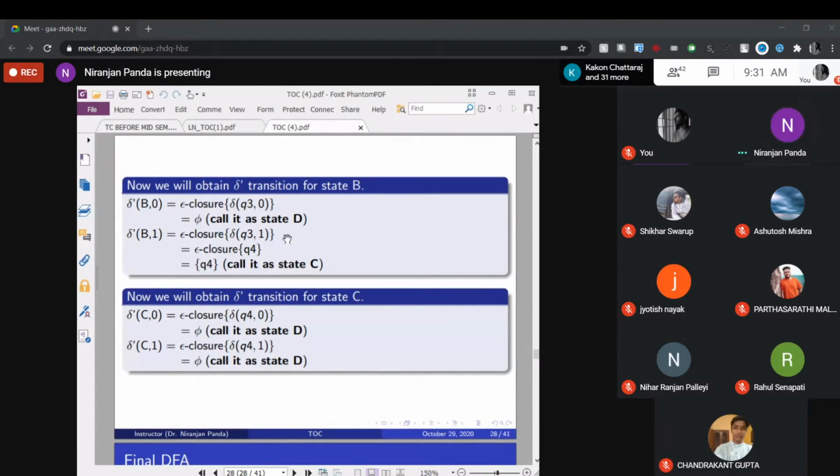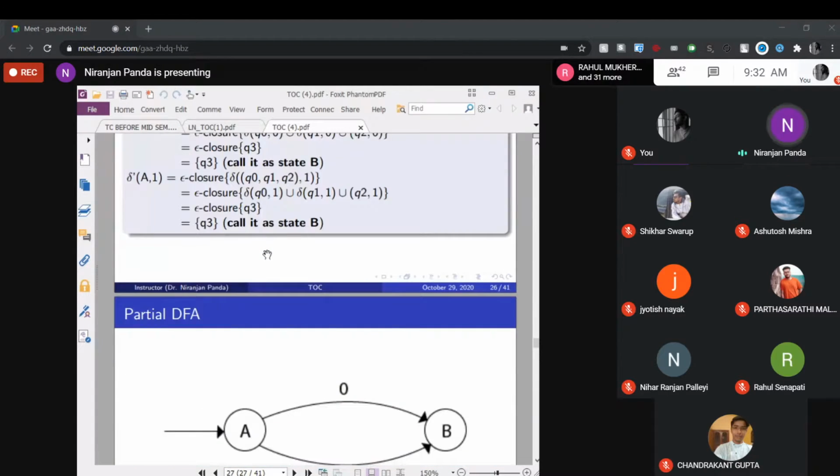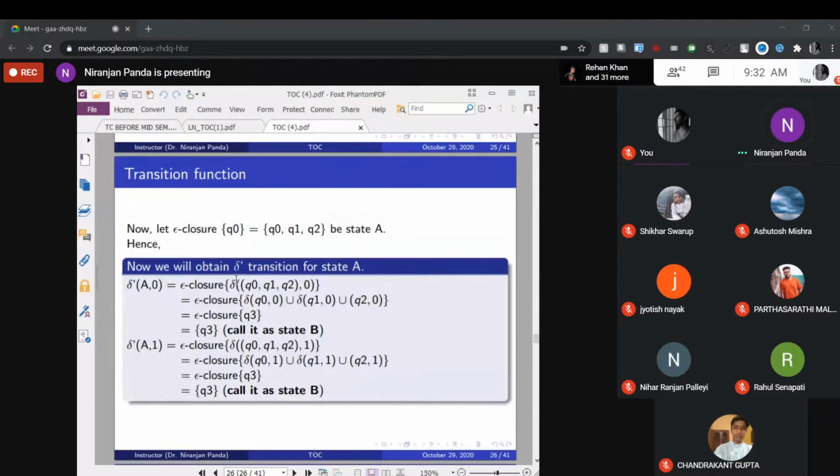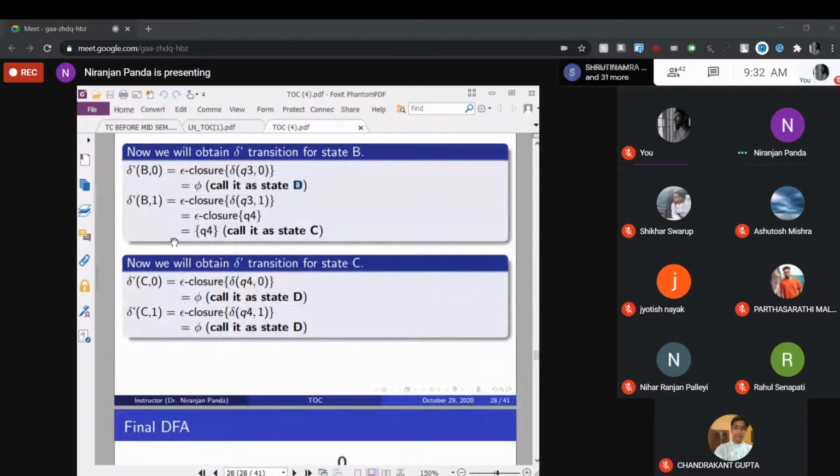B with a 0, that means epsilon closure of Q3 with a 0. What is Q3 with a 0? It is phi. And I am giving it a new name D as a dummy state, because all of you know that phi state means dummy. Similarly, going for B with a 1, that means Q3 with a 1. Then delta of Q3 with a 1 is Q4. The epsilon closure of Q4 is Q4 itself.